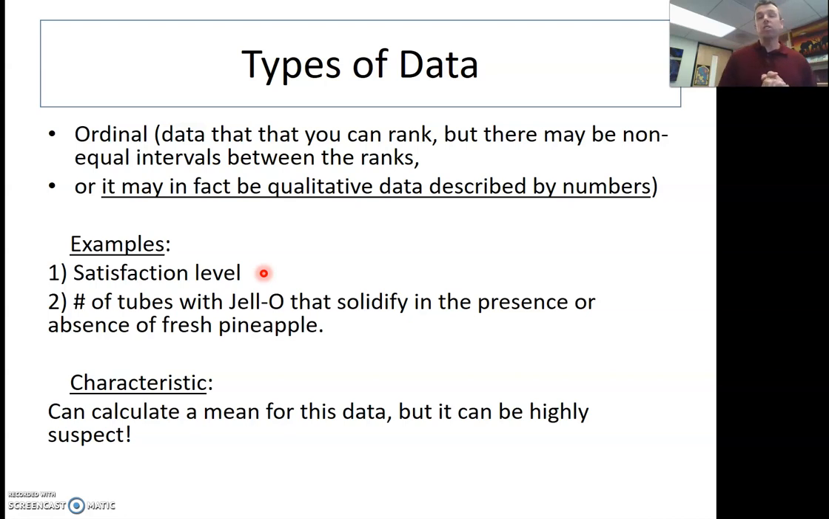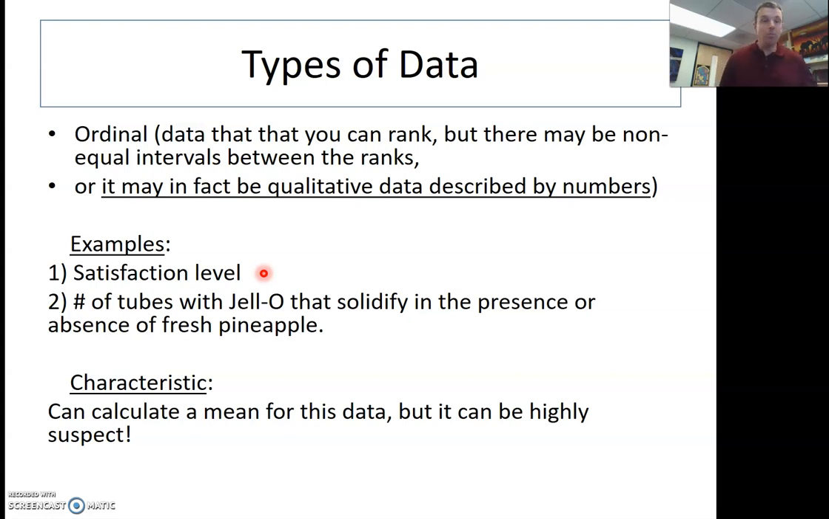And another good example is like rankings in sports. The difference between the number 1 and number 2 team might not be the same as the difference between the number 2 and number 3 team. All right, so all of these numbers are not an equal value apart. They're rankable, but they are really still categorical. They're not quantitative data. Right?